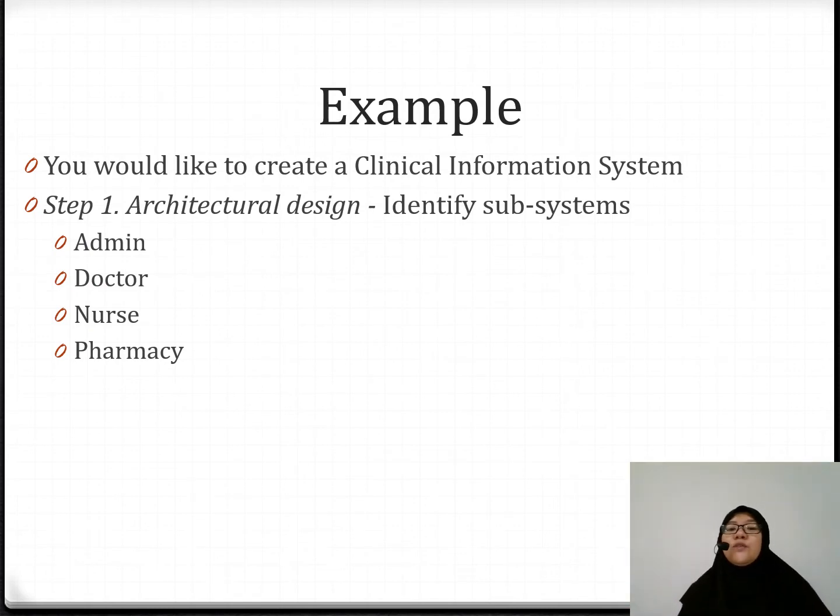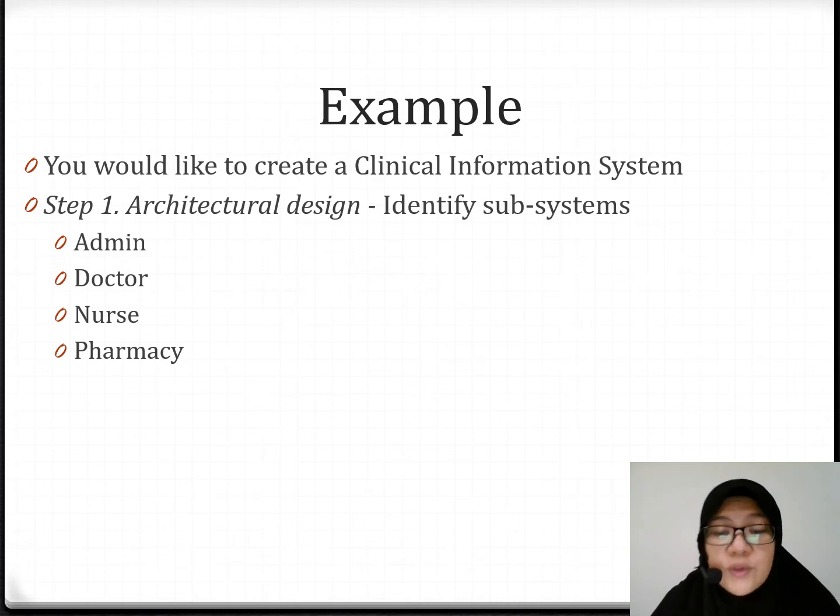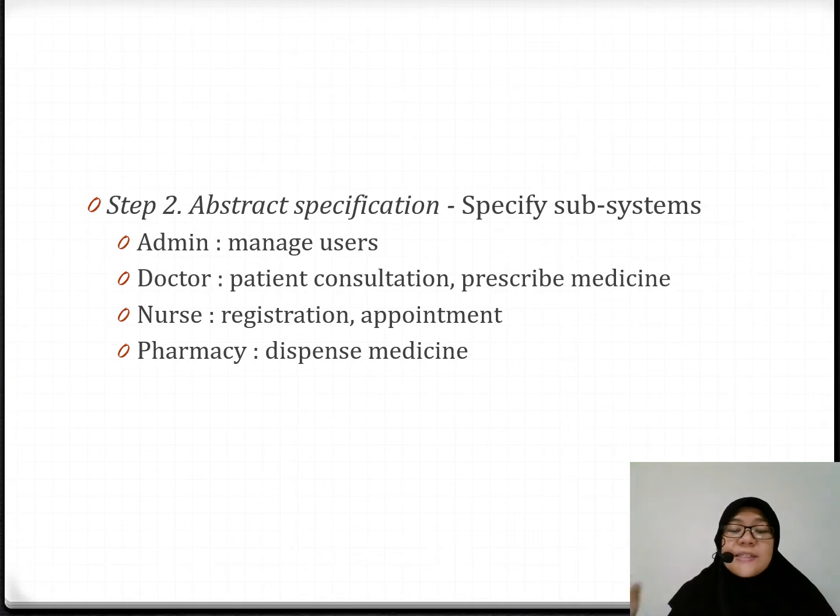For example, you have a case study of a clinical information system. So, step 1, architectural design. First, identify what are the subsystems in your clinical information system, because a clinical information system is a very huge system. You have admins, you have doctors, you have nurses, you have pharmacists, you have lab technicians. So, you have x-rays, you have a lot of clinical equipment to do. Okay, then you specify your subsystem. So what would your system do? Right.